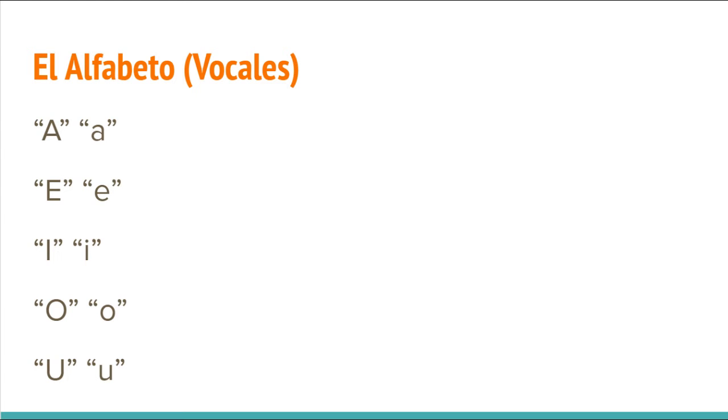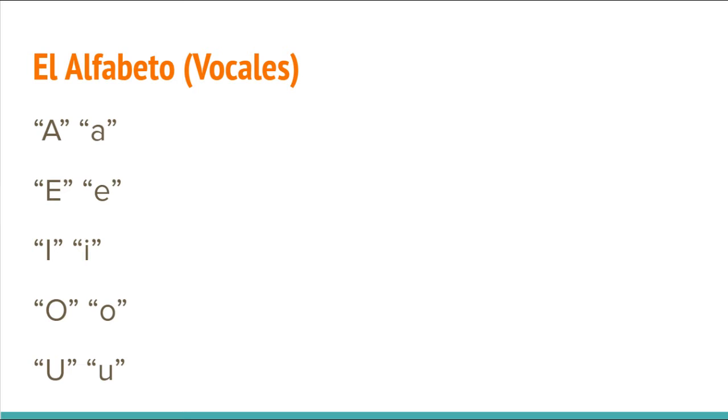Okay, so in this short video, you're going to start learning a little bit about the Spanish alphabet, and I have decided to divide the alphabet into four small groups. Here we're looking at the first group, and that is the group of the vowels, which in Spanish are called vocales.